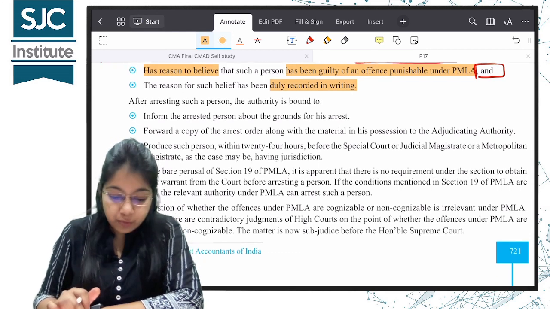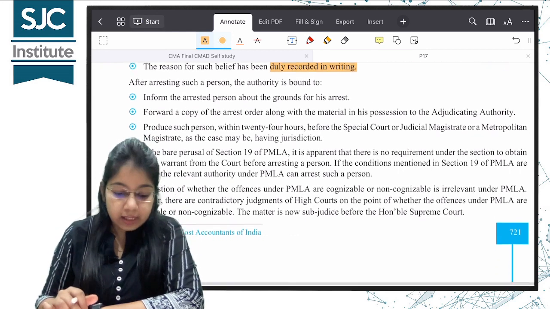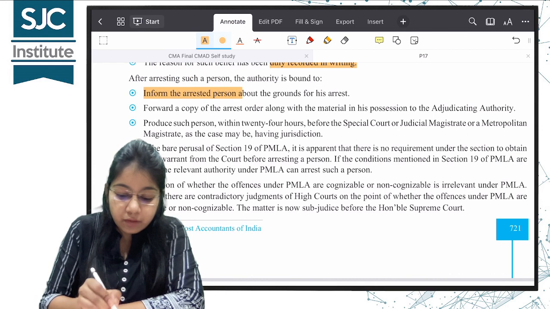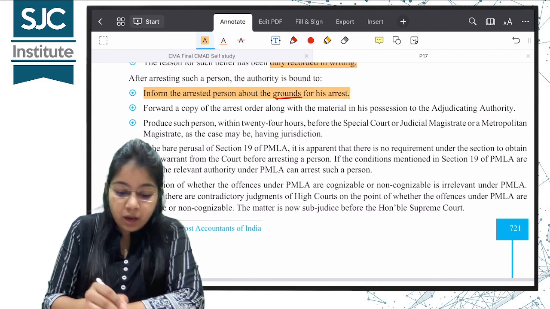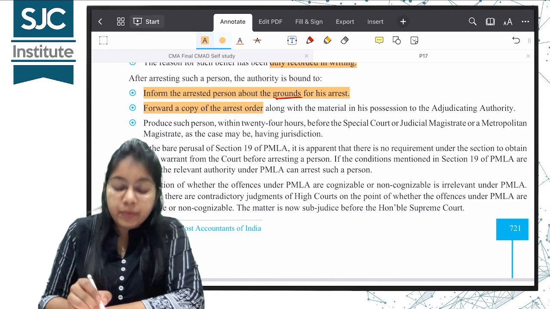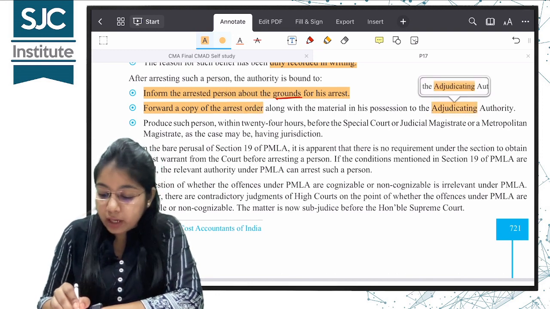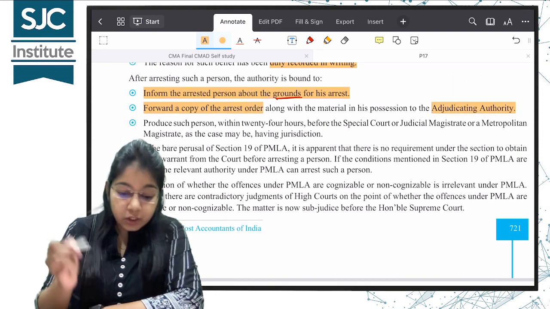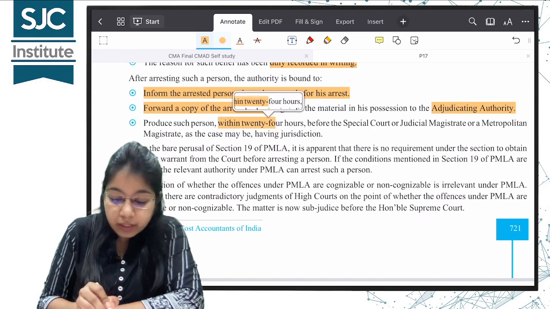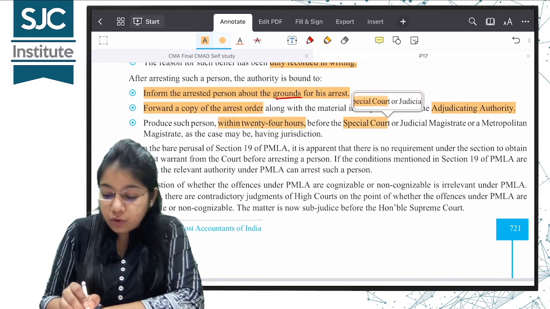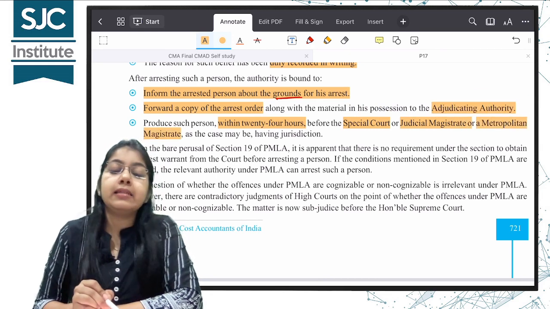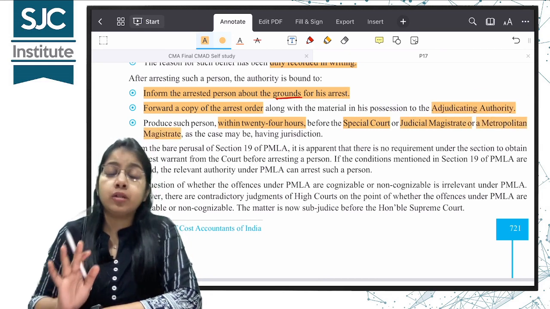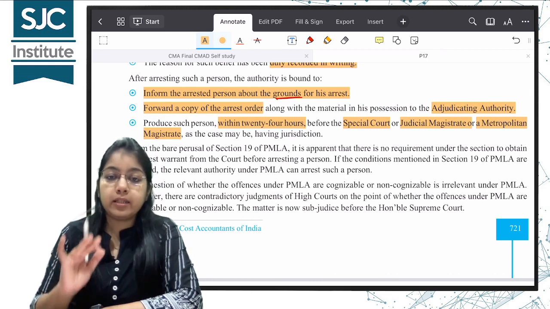After arresting such person, the authority that has arrested is bound to inform the arrested person on what grounds they have been arrested, forward a copy of the arrest order along with the material in possession to the adjudicating authority, and also present the person within 24 hours before the special court or judicial magistrate or a metropolitan magistrate, as the case may be, having jurisdiction in that place.